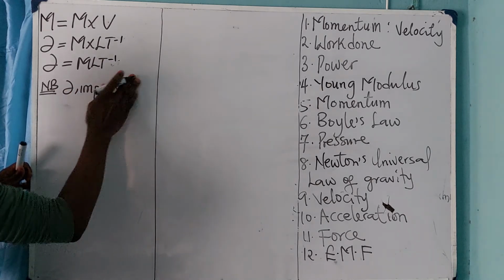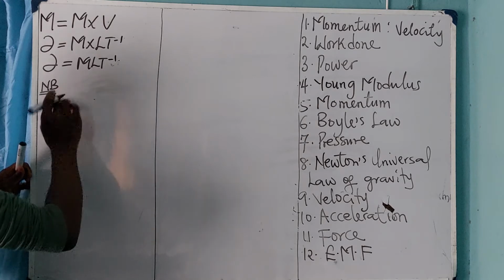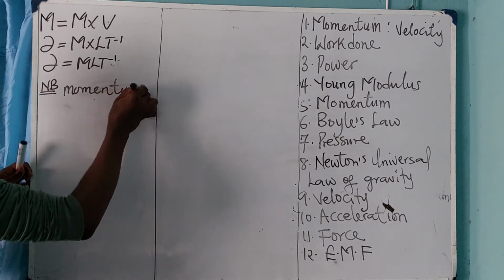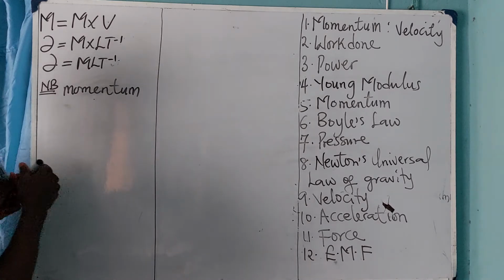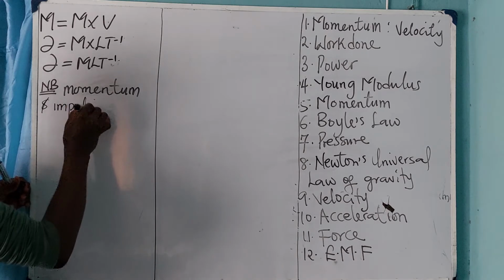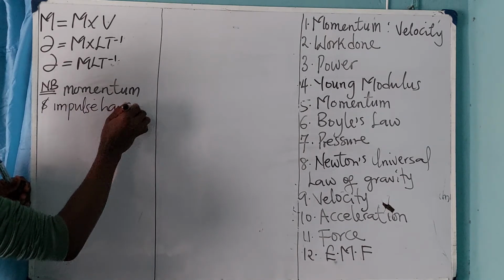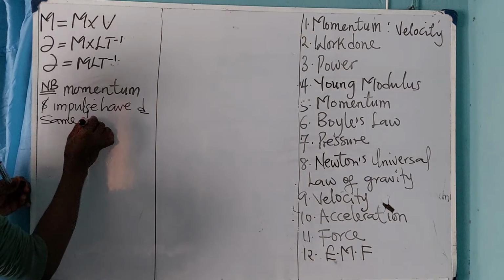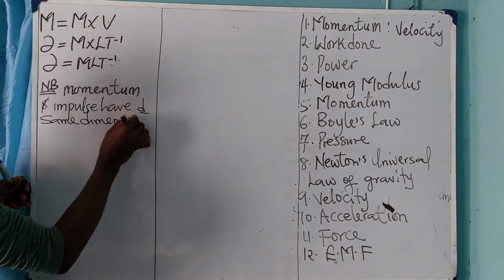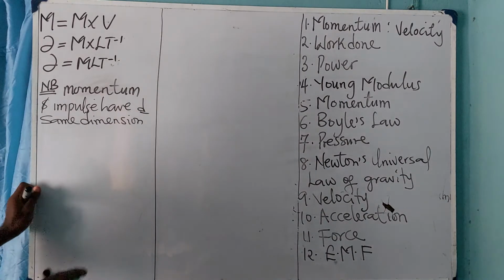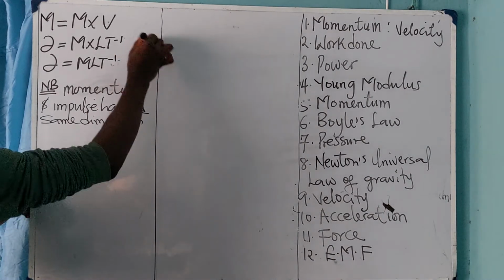Momentum and impulse have the same dimension. Please take note of that. Momentum and impulse have the same dimension. That is for number 1.